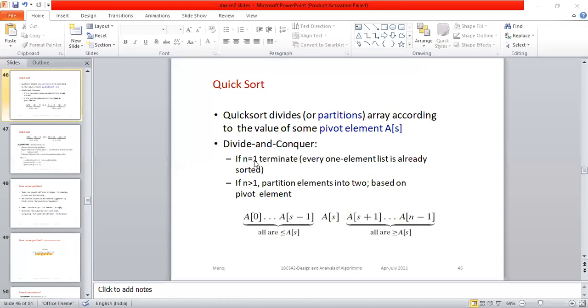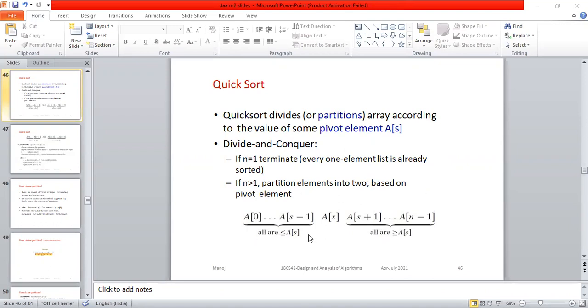If n is equal to 1, that means only one element is there, so terminate. Every one-element list is already sorted. If there is only one element, there is no meaning of sorting. If n is greater than 1, that means the number of elements is more than 1, that is 2, 3, 4, 5 like that, then partition the elements into 2 based on the pivot element.